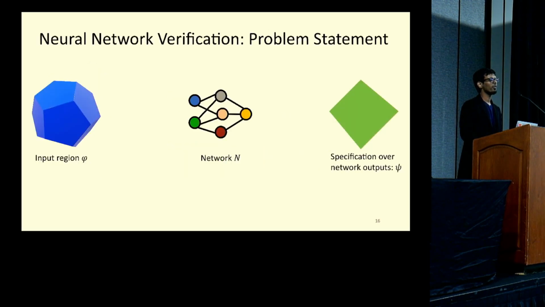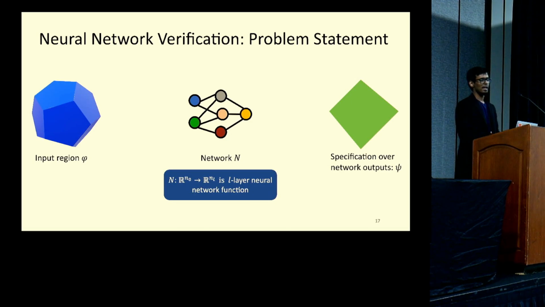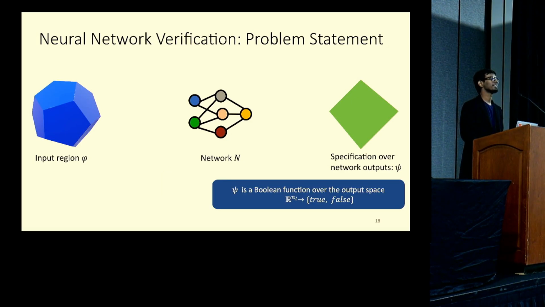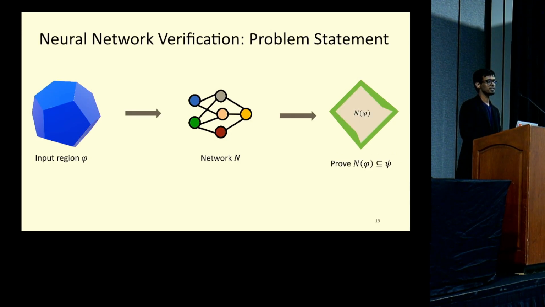Now, before going into our algorithm, I'll briefly define the verification problem. We have this input region phi, which is the precondition. We have neural network n, which is the L-layered function. And we have this output specification psi, which is the postcondition. And the objective of the problem is this gray region, which is the set of all possible outputs, if it is contained in the green region, which is the postcondition.